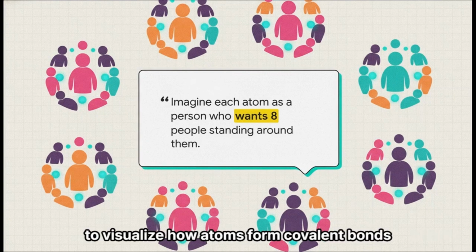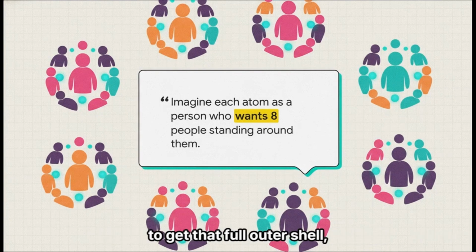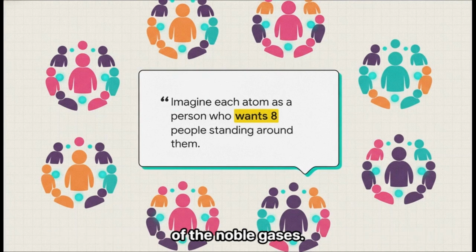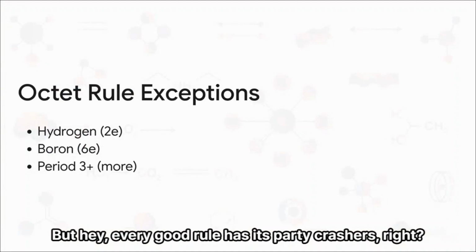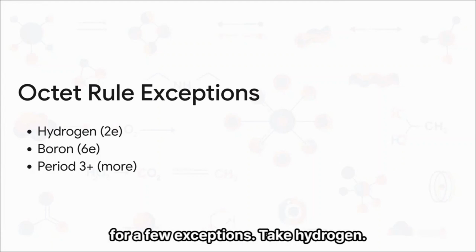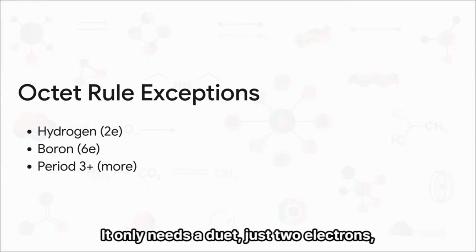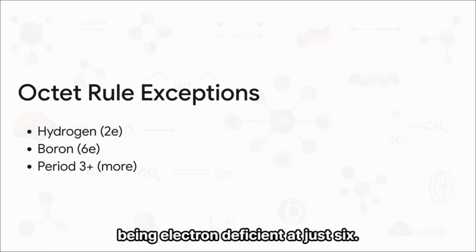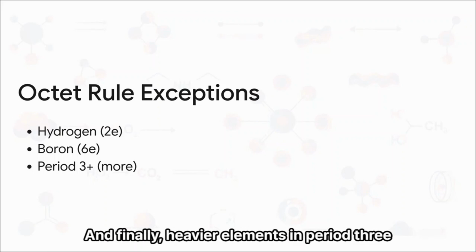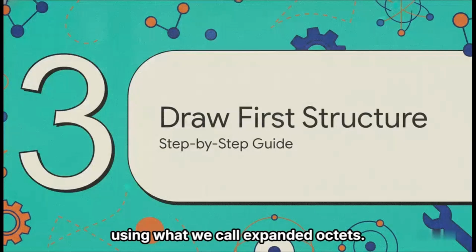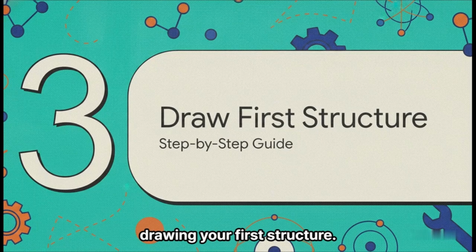It's such a great way to visualize how atoms form covalent bonds to get that full outer shell, essentially mimicking the total Zen, unreactive stability of the noble gases. But hey, every good rule has its party crashers, right? The rule of 8 is absolutely your best starting point, but you've got to watch out for a few exceptions. Take hydrogen. It only needs a duet. Just 2 electrons and it's perfectly happy. Then you have boron, which is perfectly stable, being electron deficient at just 6. And finally, heavier elements in period 3 and beyond can hold way more than 8 electrons using what we call expanded octets.